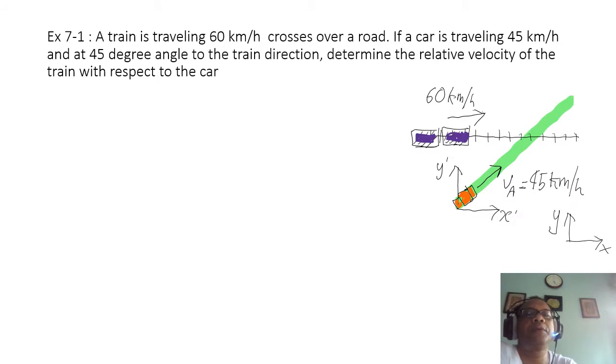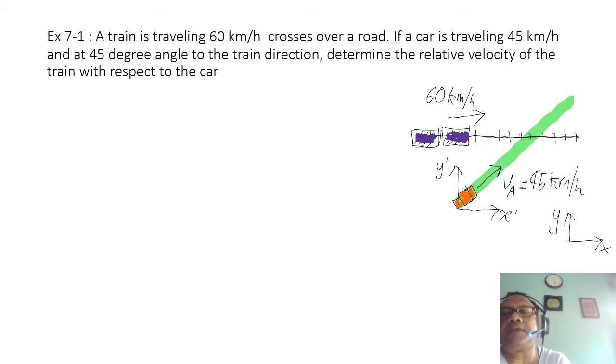This example shows a train traveling at 60 km/h. This is the train. You have a train here going 60 km/h to the right, and you have a car going at 45 degrees and at 45 km/h.